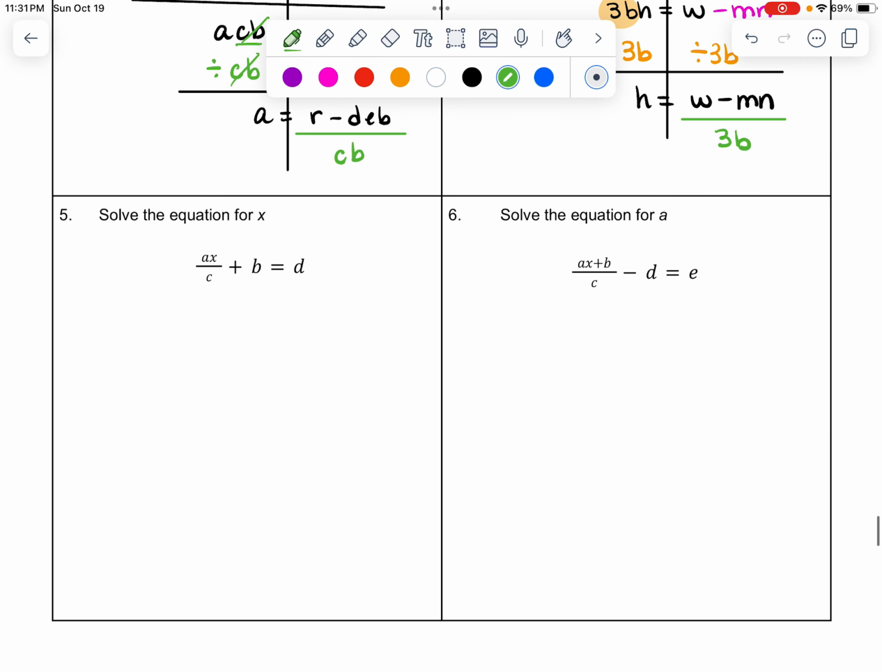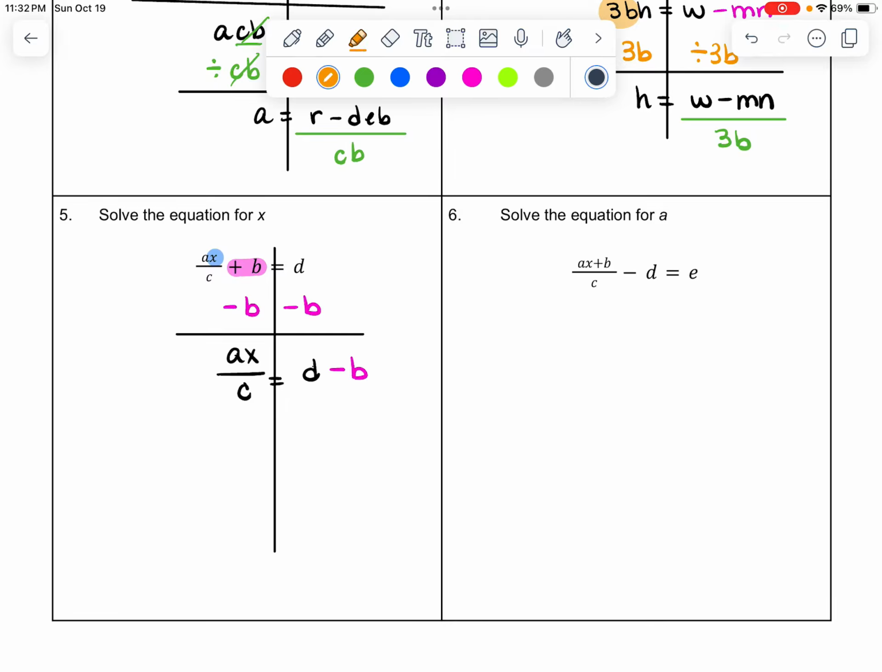For problem number 5, we're trying to get X by itself. So again, we're going to just pretend what would we do if these were numbers. We're going to start with the number that's farthest away and work our way closer. In this case, we're going to undo the plus B. So I'm going to minus B on both sides. Then I get AX over C equals, since D and B are not like terms, I'm just going to copy down the D minus the B.